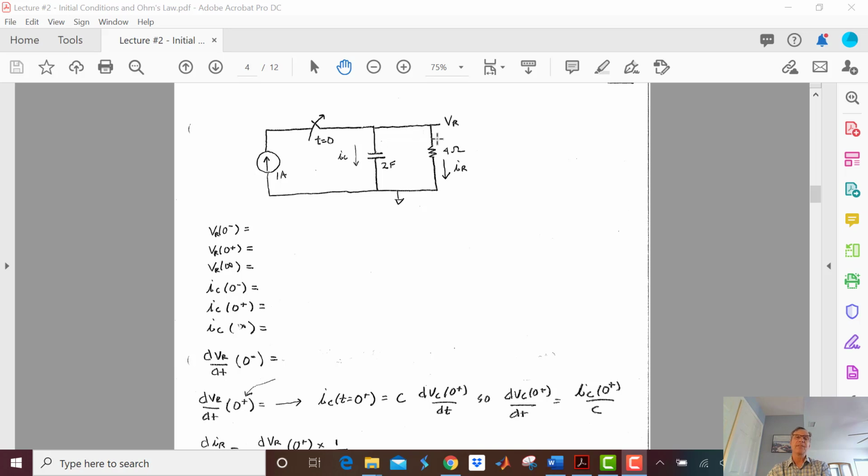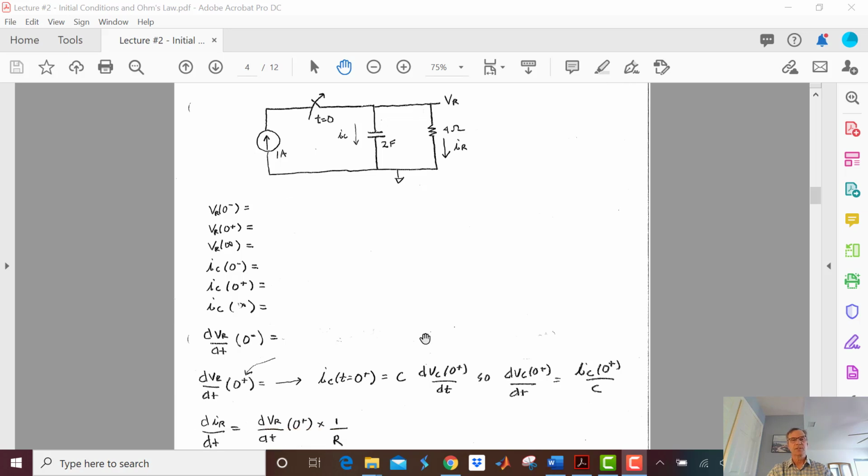But in order to get that, I really need to look at the capacitor because dVR dt is the same as dVC dt. So it would have made the problem easier if I asked for just dVC dt, because then I could go right to the formula of I equals C dV dt and use it. But I said VR because I want you to see that these voltages are the same.